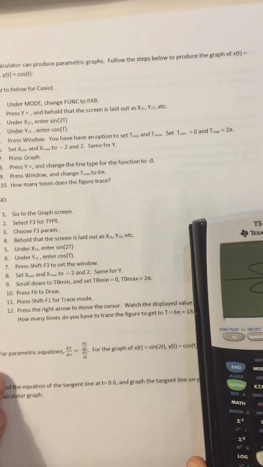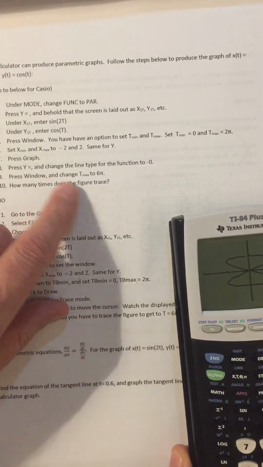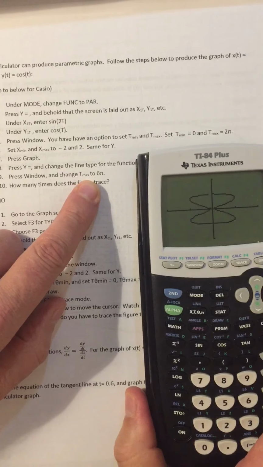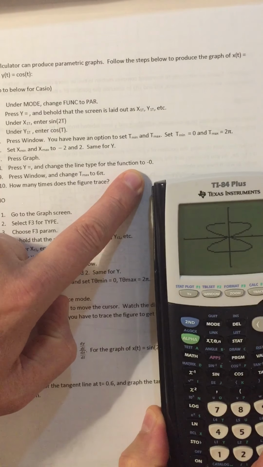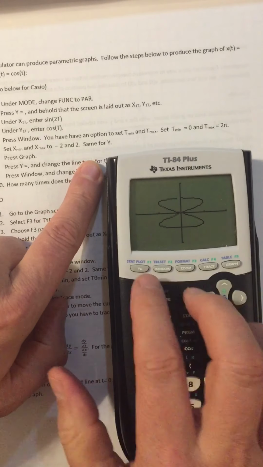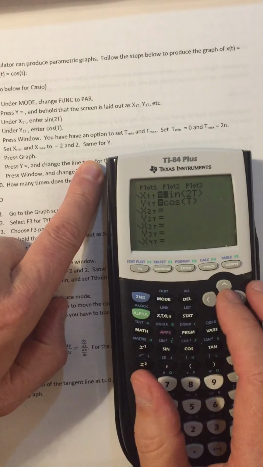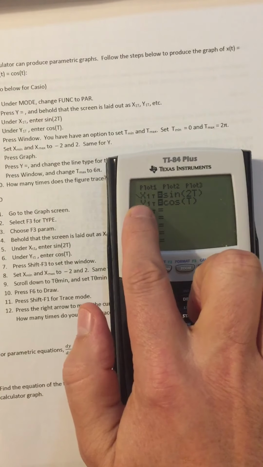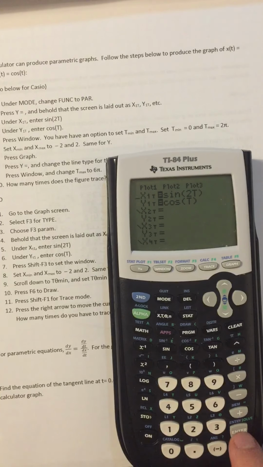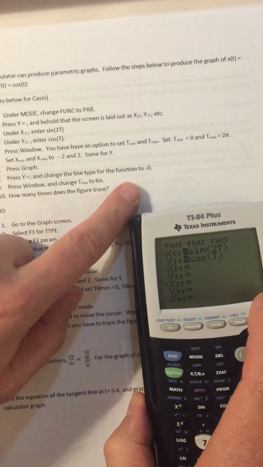All right. Now, it says, what if I change it to 6pi? Oh, it says let's change the line type to the ball. So do you remember when we did that for motion graphs? We went over here, arrowing over to where the line is flashing, and then change that to the ball, right? The little ball. That's what I mean by that thing.